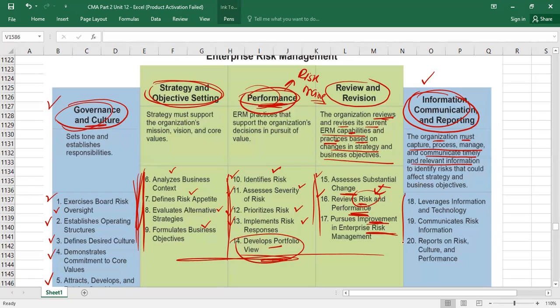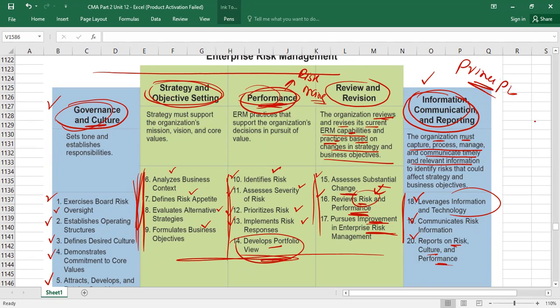So there are three principles we can follow. First, leverage information and technology. We can use proper software and proper systems to capture and process the information. Second is communicate risk information. As I told you, whenever you capture the information, you should communicate immediately to the relevant people, right? And then third, report on risk, culture, and performance. You can do the reporting internally and externally. Internally means you can report to the board, and externally means maybe you can report to the stakeholders.